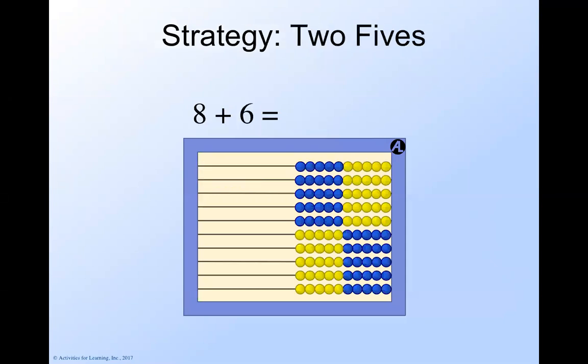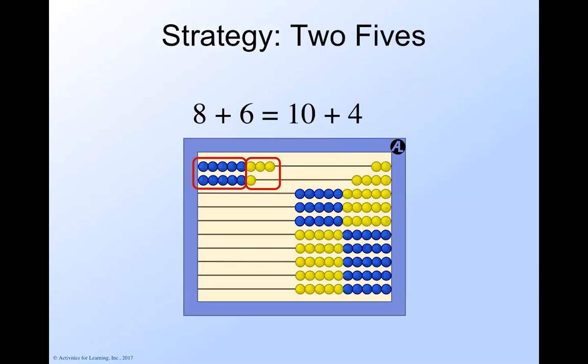Another strategy that can just really make things so clear is called the 2-5 strategy. So we have 8 plus 6. So right here we can see we have 10 and 4 more. It's 14. It's right there in front of us.